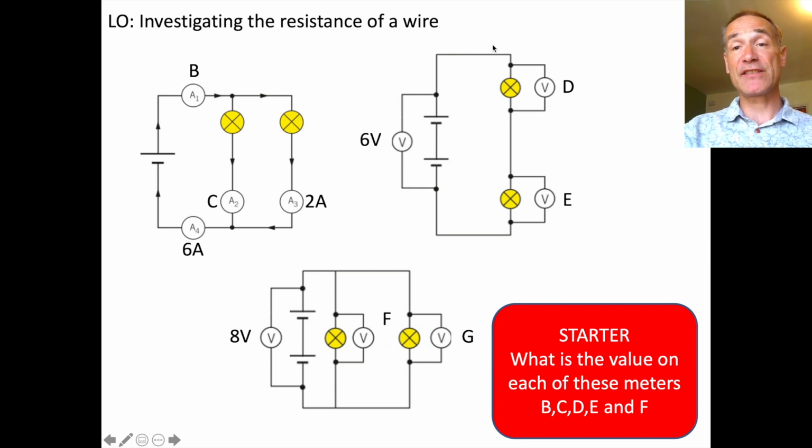Here we've got a series circuit and we've got 2 identical bulbs. We've got 6 volts, so that will read 3 volts and 3 volts as the voltage is shared in series. Finally, if you remember from last time, in a parallel circuit, the voltage is identical to the power supply, so both those would read 8, so F would be 8 and G would be 8. If you got all those right, well done.